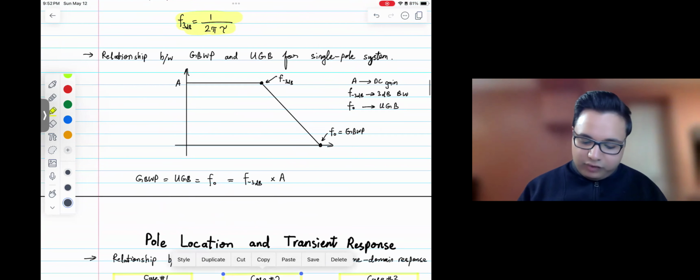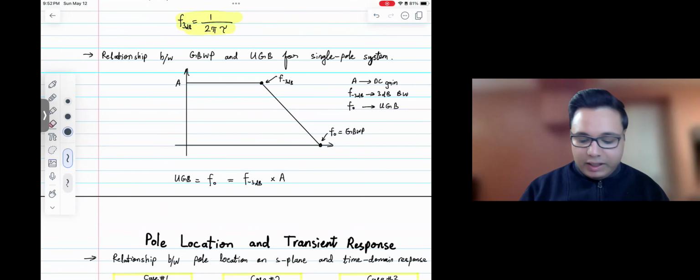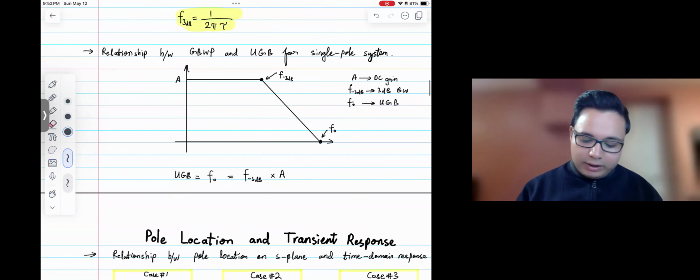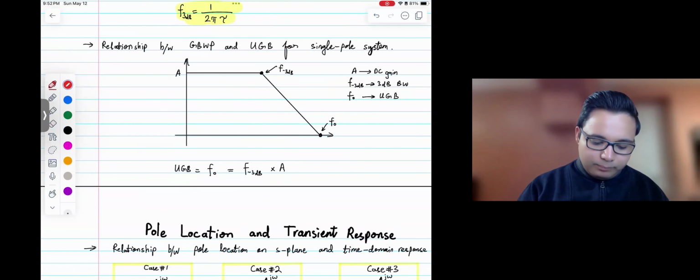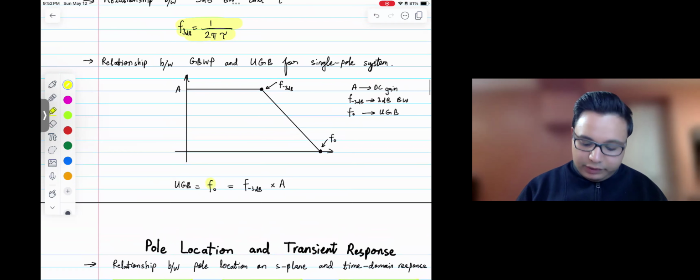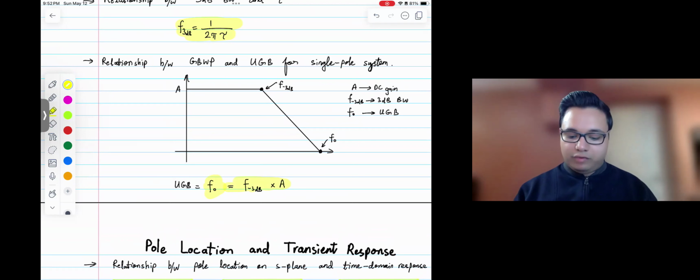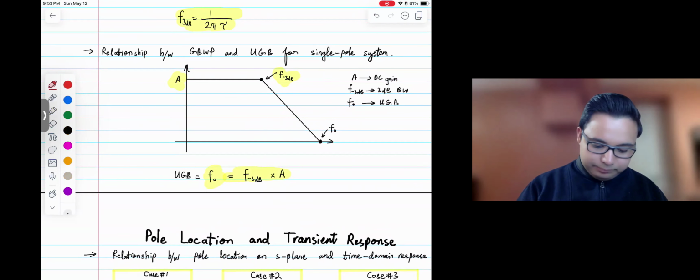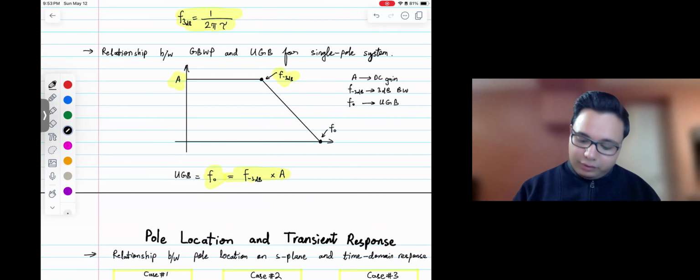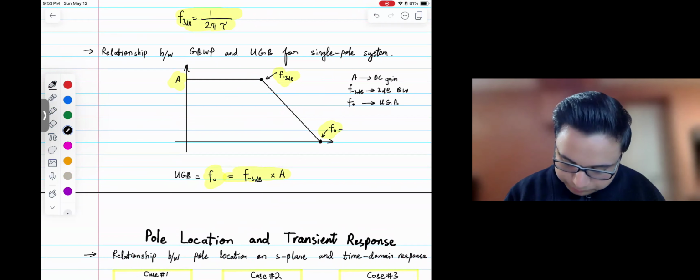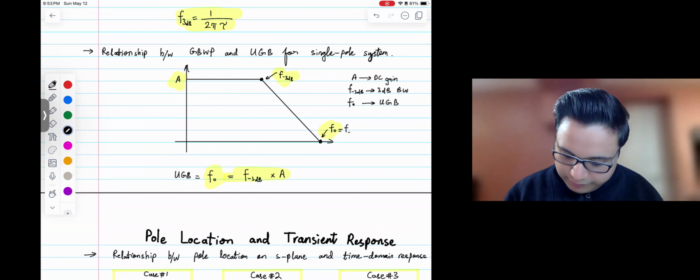And then we have the relationship between the unity gain bandwidth and the gain bandwidth product. So in a single pole system, the unity gain bandwidth would be equal to the product of the 3 dB frequency and the DC gain. In this case, it's A. So that's the unity gain, and that will be equal to f0. So this point f0 is equal to f minus 3 dB multiplied by the DC gain A.